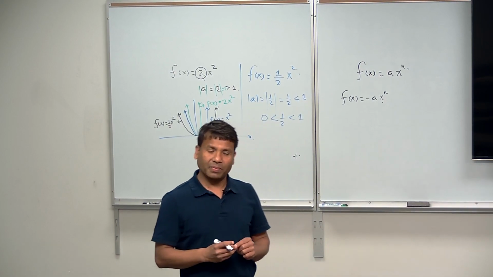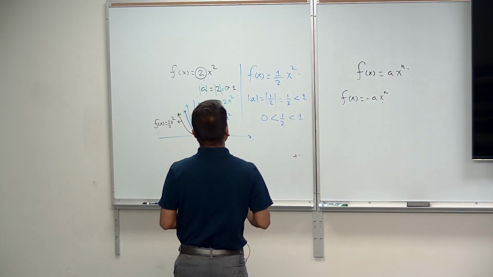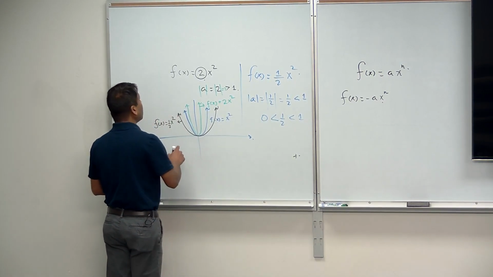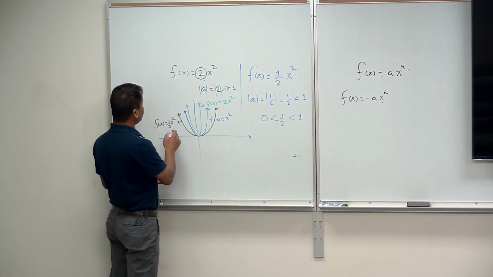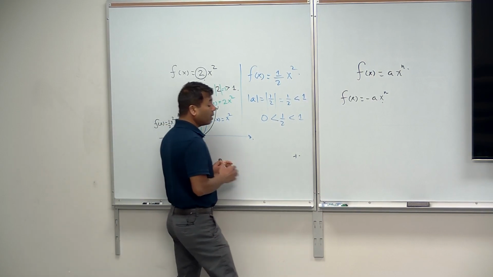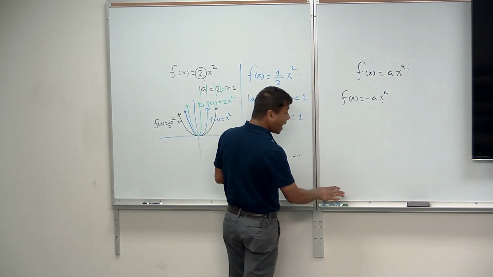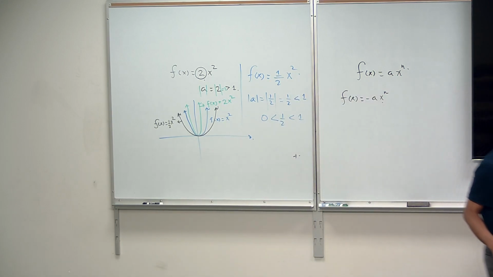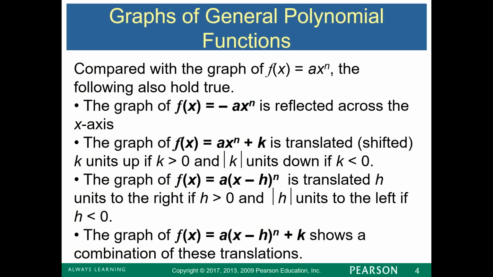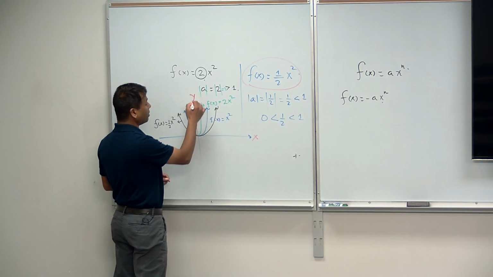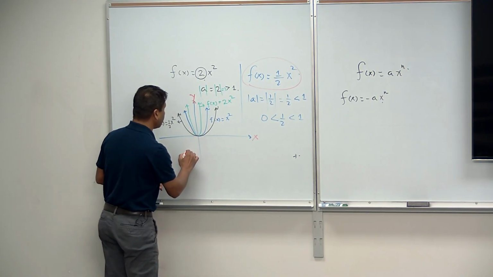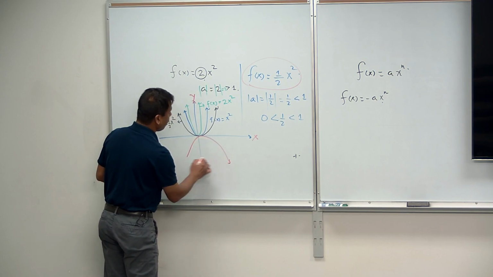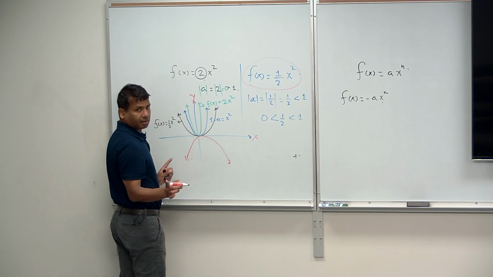Make sense? So that means if you want to reflect, let's say the black one is f(x) = 1/2 x squared. If you want to reflect across the x-axis, the graph looks like this, you see? If you reflect this across the x-axis, this is your x-axis, this is your y-axis. You guys know that, right? So if you reflect, then you'll have something like this. Make sense?